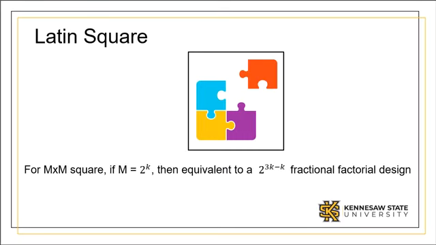Recognize that a Latin square design is a fractional factorial design if the dimension parameter of the Latin square is 2 to the power of k. K is the number of factors. The 3 factors will be row, column, and treatment, and can also be studied using the same number of runs and a 2 to the 3k minus k fractional factorial design.